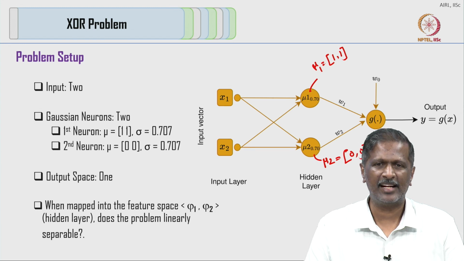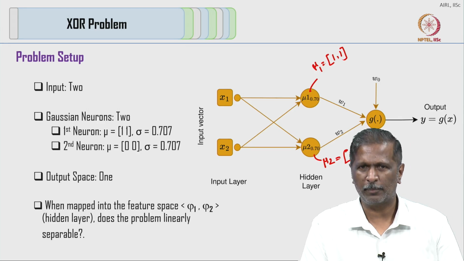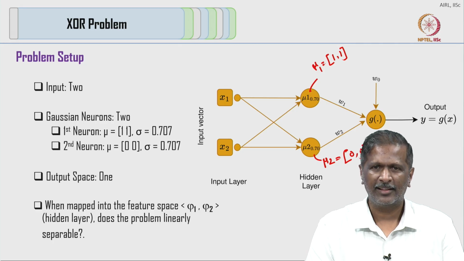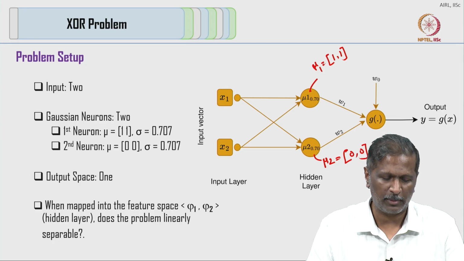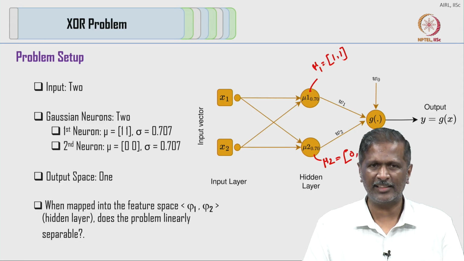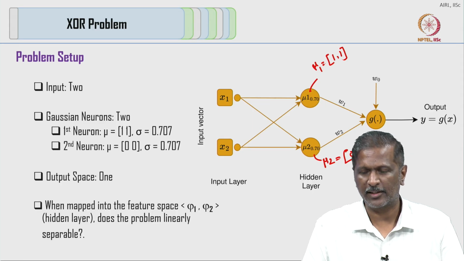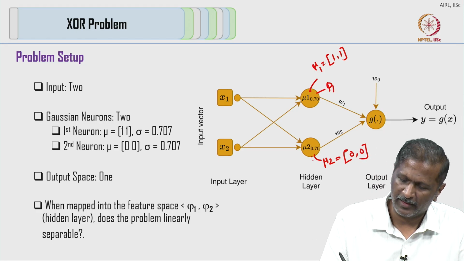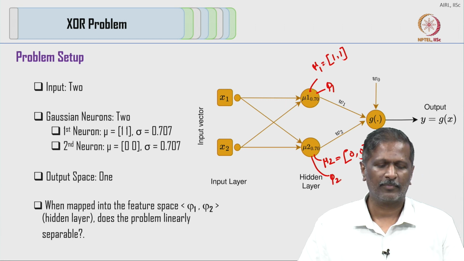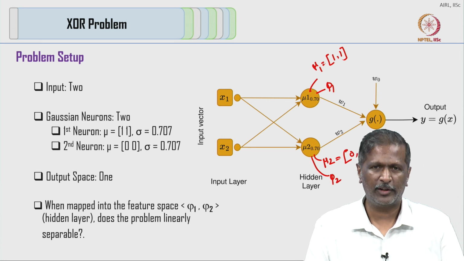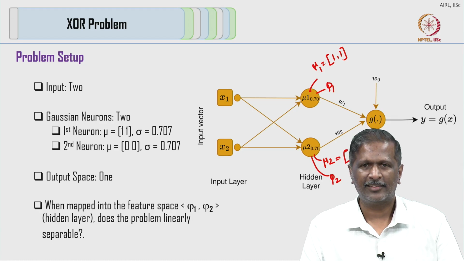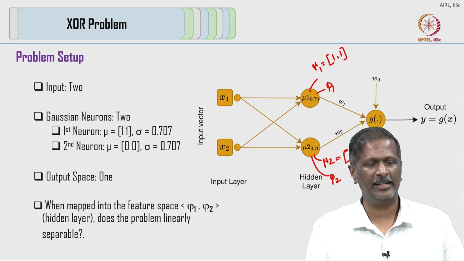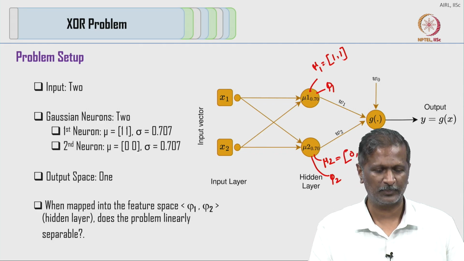If I use this as an activation function, it's a nonlinear projection, of the two dimensions into phi 1 and phi 2. In that space, will it be linearly separable? That's the question we are asking. So let's try to map the data x1 and x2 into phi 1 and phi 2. In the space of phi 1 and phi 2, if it's linearly separable, then the theorem says that projecting into a higher dimensional nonlinear space makes it linearly separable. We can verify that.